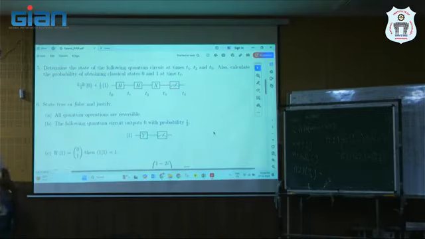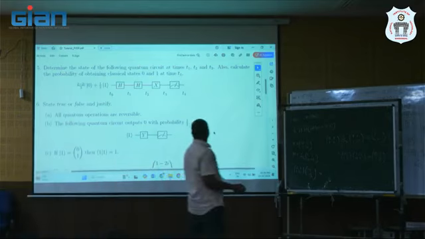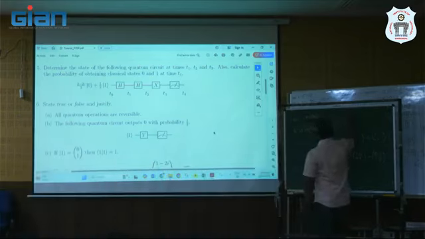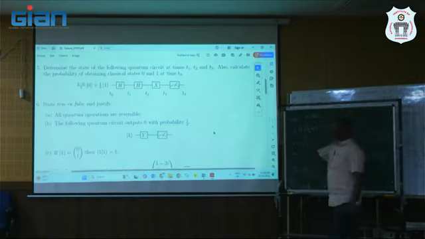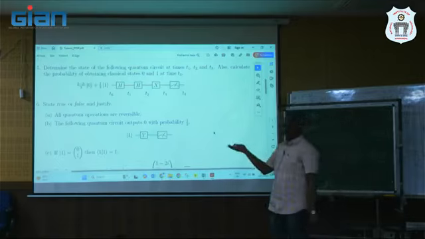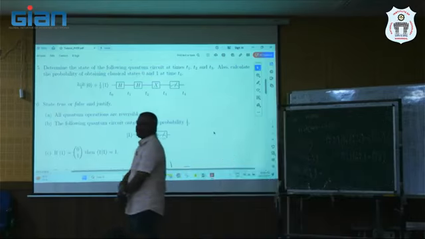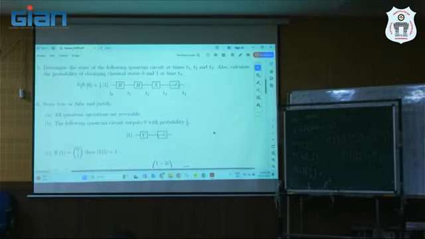Now we know the final state. It is 2 minus 2i by 3 times ket 0 plus 2 minus 2i by 3 times ket 1. That is the final state, T3. Same thing, measurement: what is the probability of getting 0? It is 1 by 9. What is the probability of getting 1? Without calculating, you can tell it is 8 by 9. Is that okay? Any doubt? The only thing is we need to apply the reverse order.